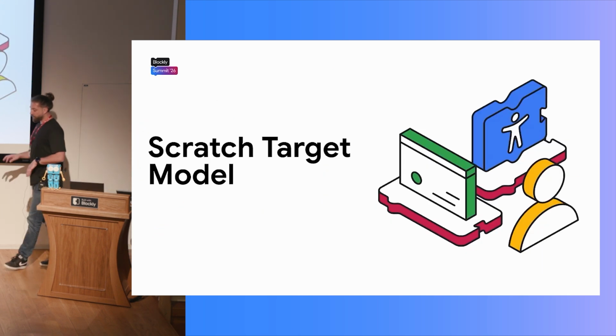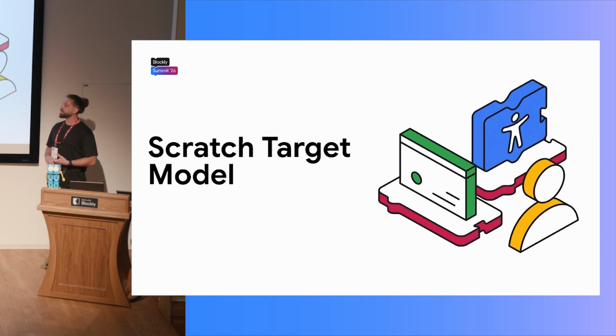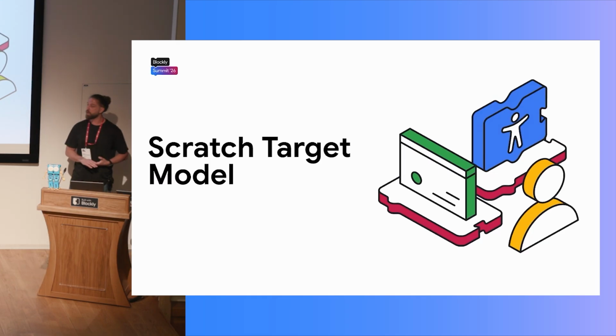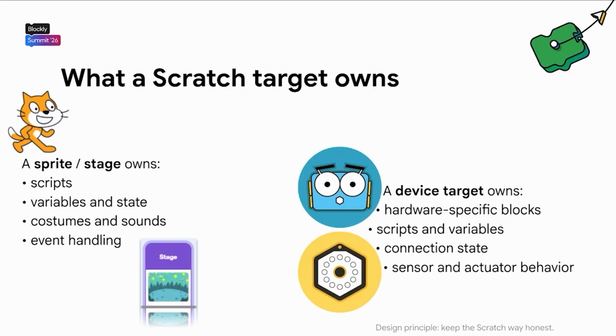Right. Before the details on the architecture, I want to pin down the Scratch idea we're extending, the Scratch target model. In Scratch, you first select a thing, and then you write code that belongs to that thing, right? So that thing is a Scratch target. In regular Scratch, we have sprites and the stage. When a sprite is selected, you're working with its variables, blocks, costumes, sounds. So this becomes the active context. When the stage is selected, you're working with the stage's behavior instead.